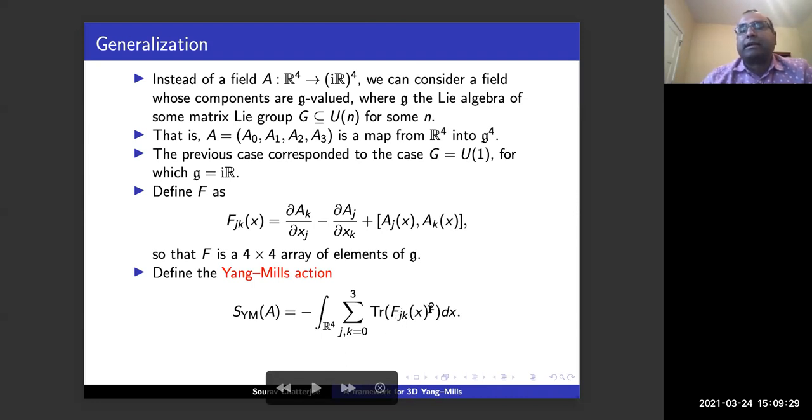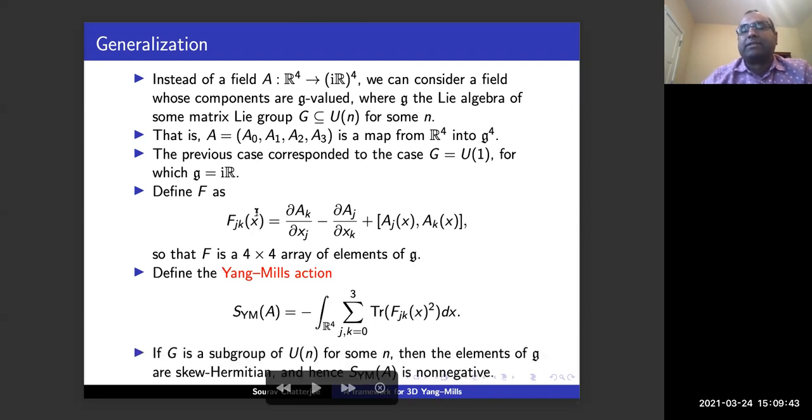It's F_JK(x) squared. Now you take the trace of that. Instead of just taking the square, you take the trace of the square, because it's a matrix, and you sum it up, you put a minus. And these are skew-Hermitian matrices. Each F_JK(x) is a skew-Hermitian matrix. So if you square it, you get a negative number, take the trace, and so you get something non-negative. So this is called the Yang-Mills action. Okay. So now you have this gauge field, which maps each point in R4 into a 4-tuple of Lie algebra elements. And then you define these F_JKs, this curvature form, and you take this integral, and assuming it's finite, it's called the Yang-Mills action.